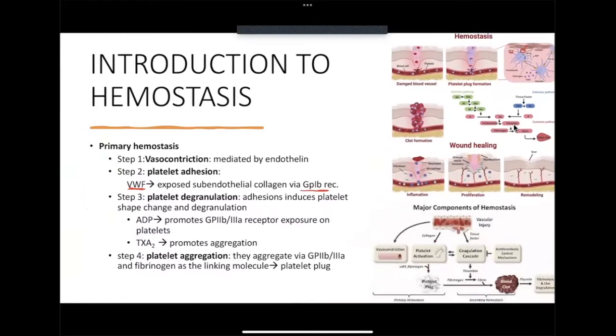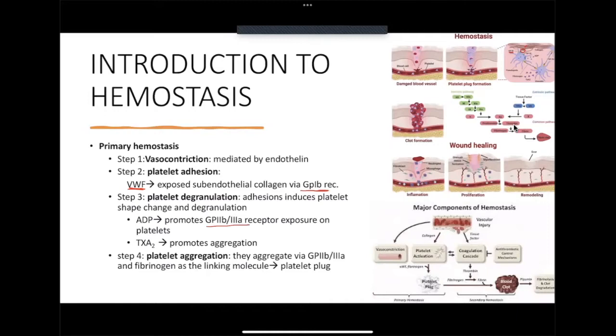The next step is, once the platelets adhere to the subendothelial collagen, they degranulate and they release ADP and thromboxane A2. These are the important ones. They release a bunch of stuff, but let's focus on the important things. ADP promotes glycoprotein 2B3A receptor exposure, and we'll talk about it. And thromboxane A2 promotes aggregation of more platelets so that we can form a better platelet plug.